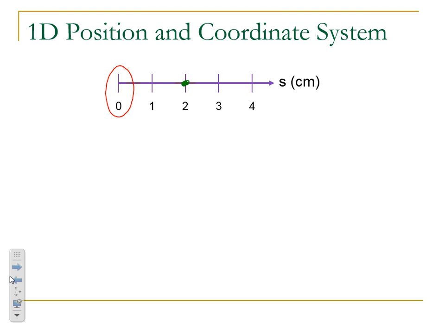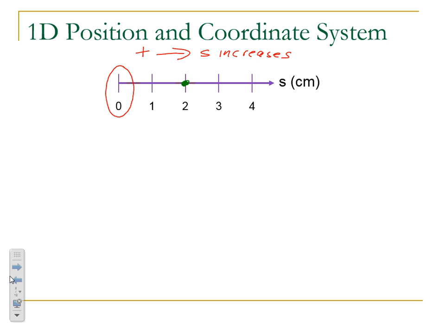And all of our numerical quantities, my position, say, of 2 centimeters, which might be here, is taken in reference to that 0. Also, the way that this coordinate system is written, you can see that the position 1, 2, 3, 4 increases from the left to the right. So what we can say is that S increases in this direction, and so we can say also that that is our positive direction. Usually we draw an arrow pointing in the positive direction. So S increases left to right. Likewise, S decreases right to left.